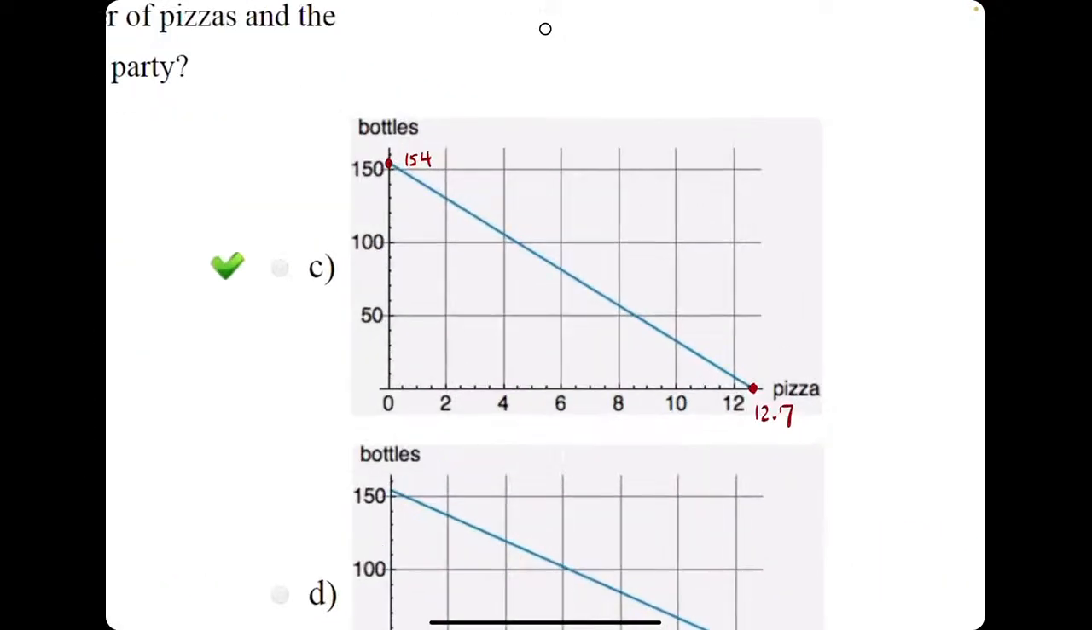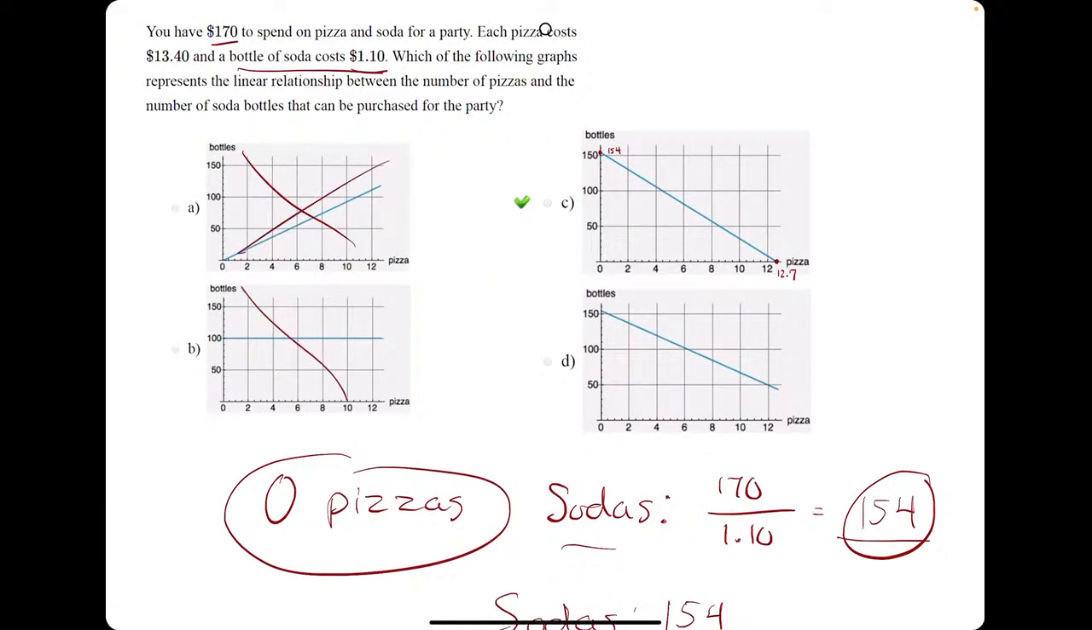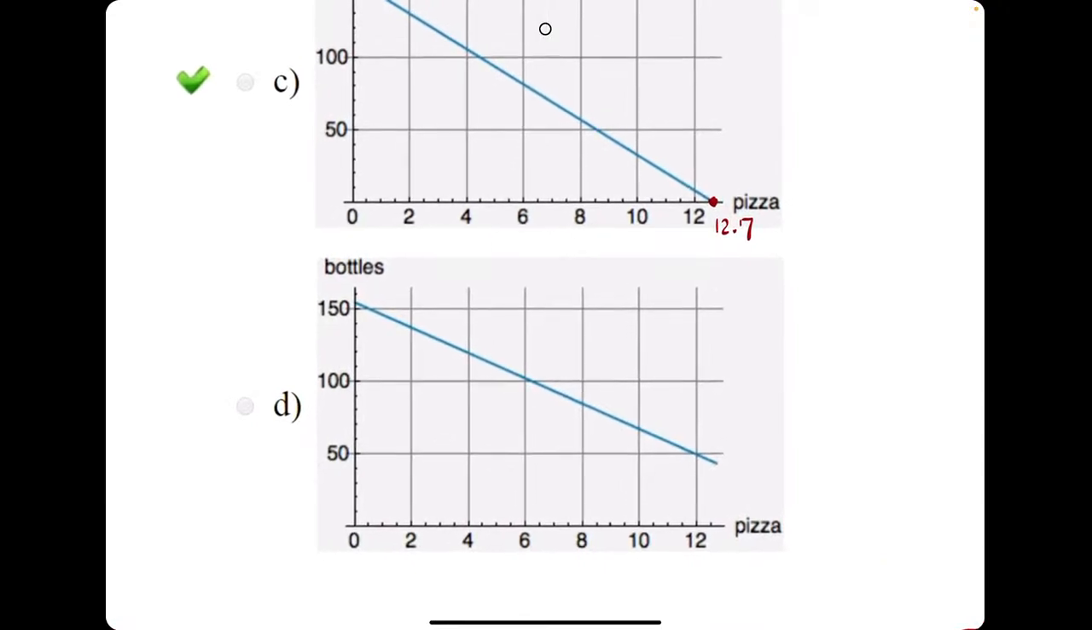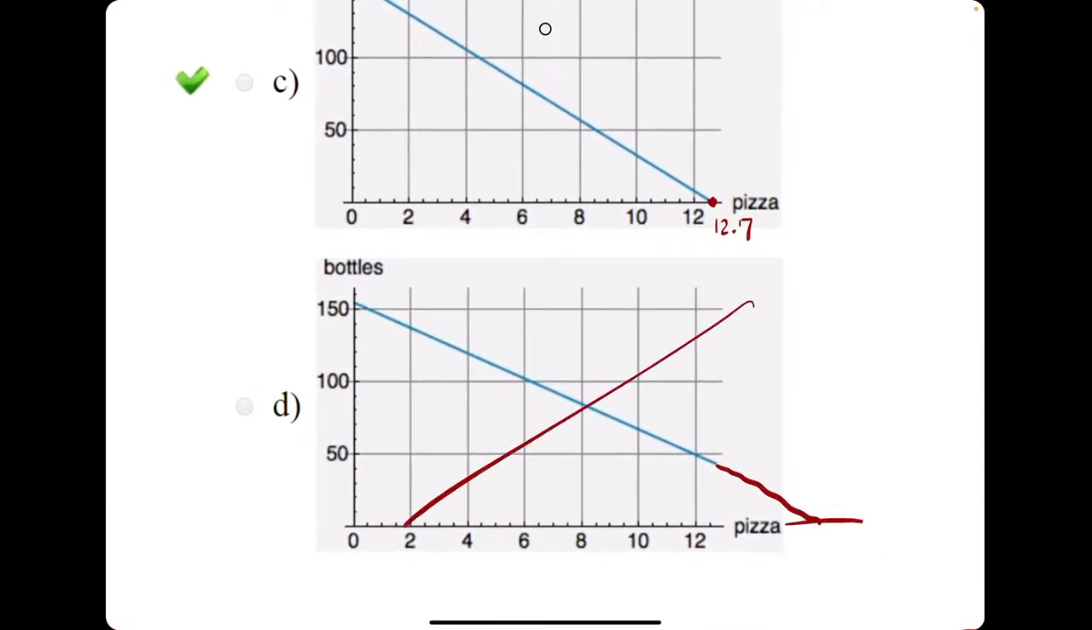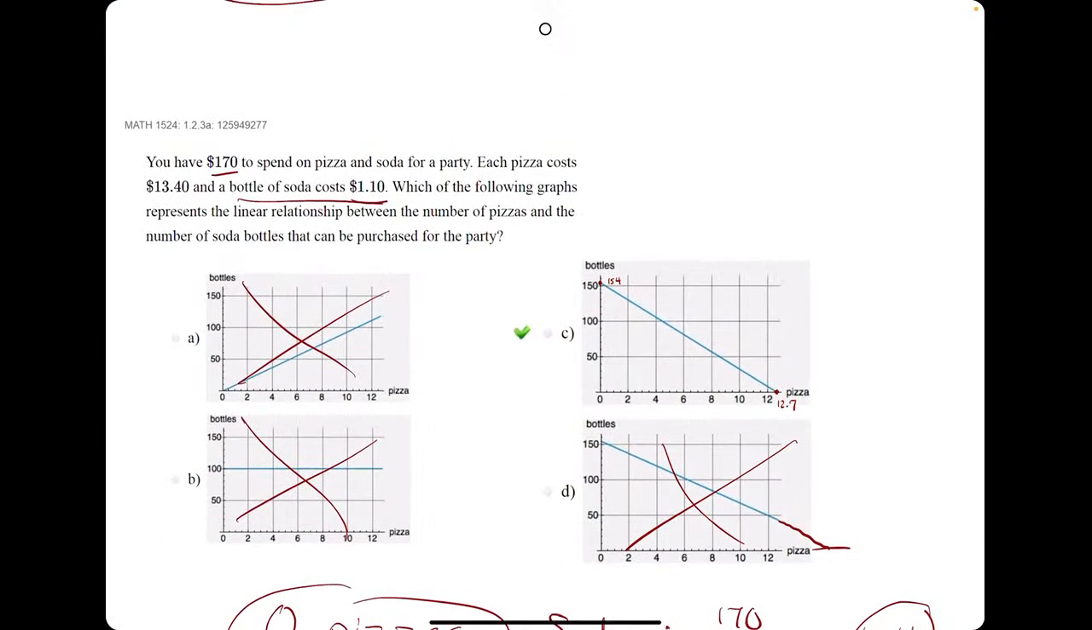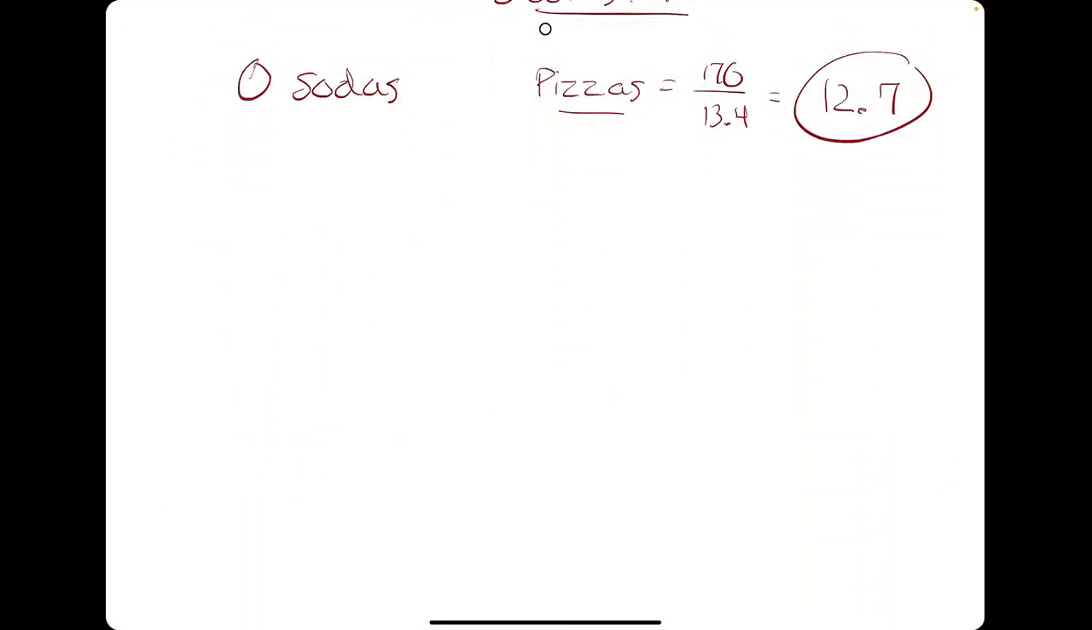That's what we're looking for. It's always the decreasing line. It's never a positive slope. It's never flat. It's always one like this. But for this one, we can't even see where the pizza intercept is, so it can't be that either. All right, hopefully that makes sense for that one.